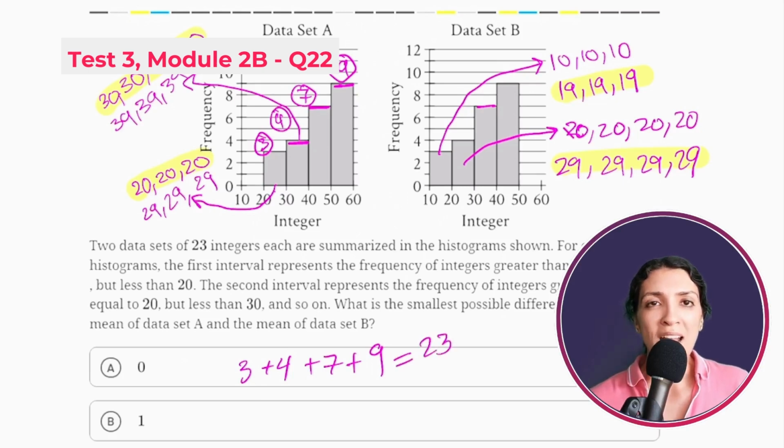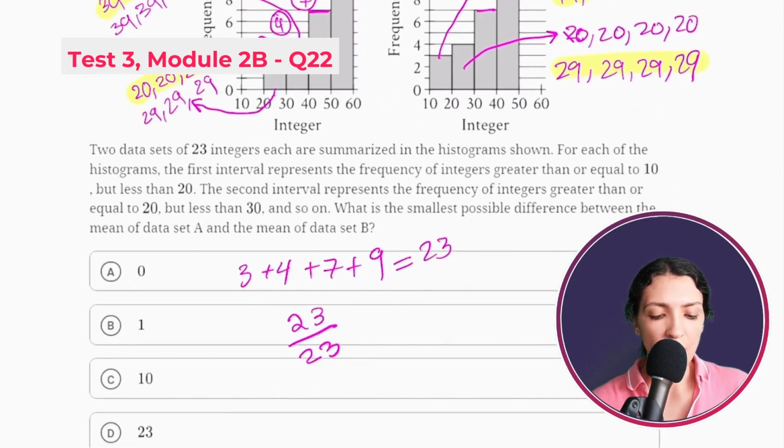Now the question wasn't asking for the smallest possible difference between these data sets. It was asking about the smallest possible difference of the means of these two data sets. Because these two data sets have the same number of data points, we could ignore that at the moment, but now we have to bring that back in. So if the smallest difference between these two data sets is 23, the smallest difference between their means would be 23 over 23, which is 1, which is choice B.